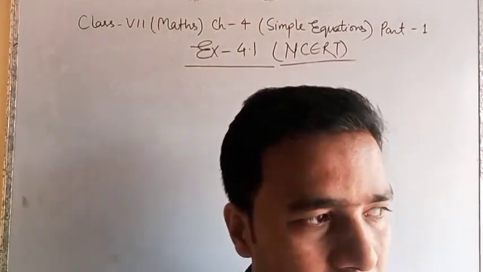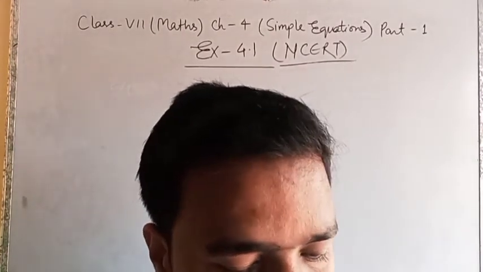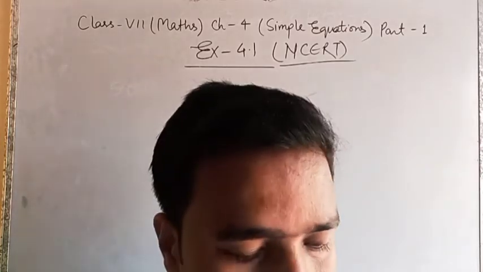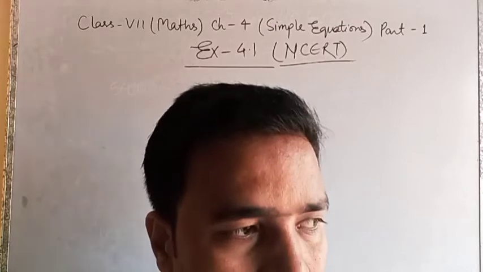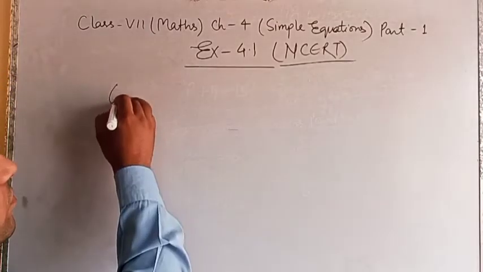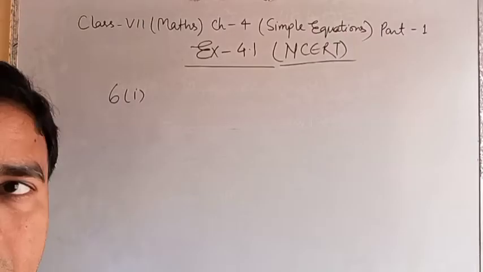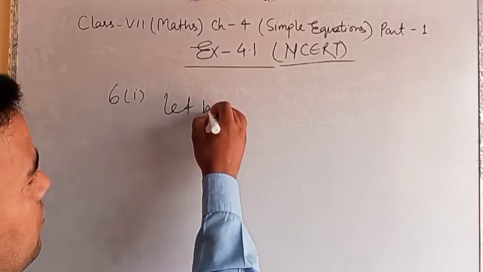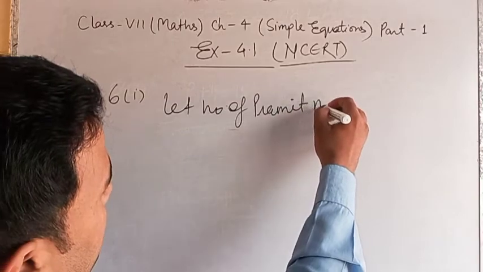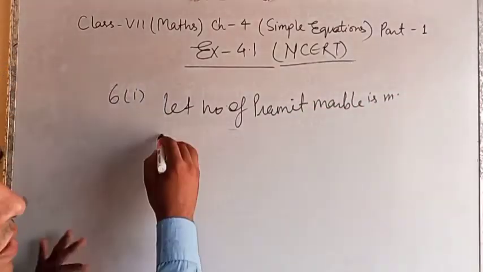6, first part I am telling you. Irfan said that he has 7 marbles more than 5 times the marbles Parmeet has. Irfan has 37 marbles. Clear? This is a very simple question. Let the number of Parmeet's marbles be m. Clear?